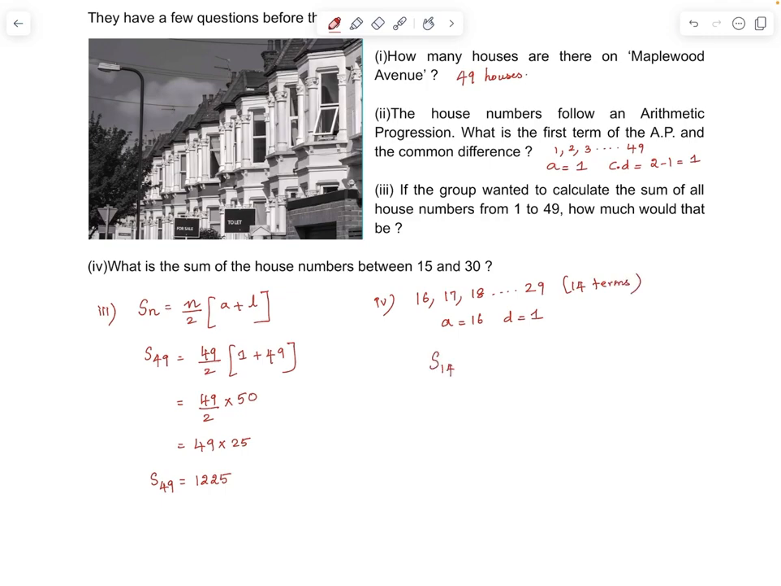Sum of the 14 terms is equal to 14 by 2 times (A plus L), 14 by 2 times 45, 7 times 45, which is 315. So this is the sum of the house numbers between 15 and 30.